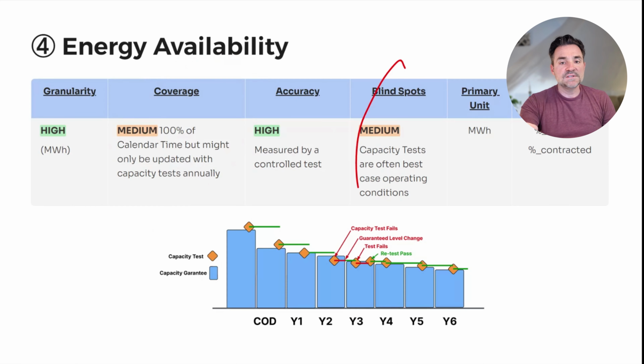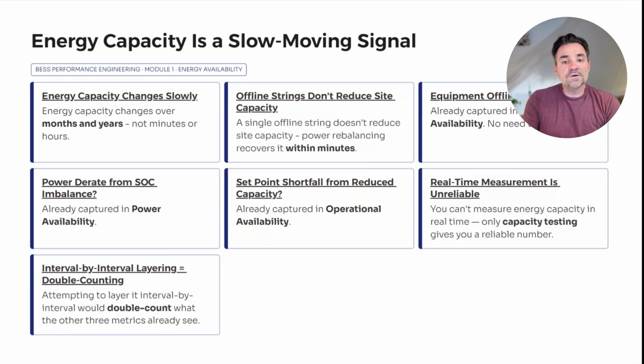And obviously it's got a few blind spots, because capacity tests are often like base case scenario in terms of how you charge and discharge. Maybe the way you dispatch your plants, you're not able to operate in the same conditions, then you might not be able to use the entire energy. It'd be up to you to make sure your capacity test is representative of how you're going to operate the plant.